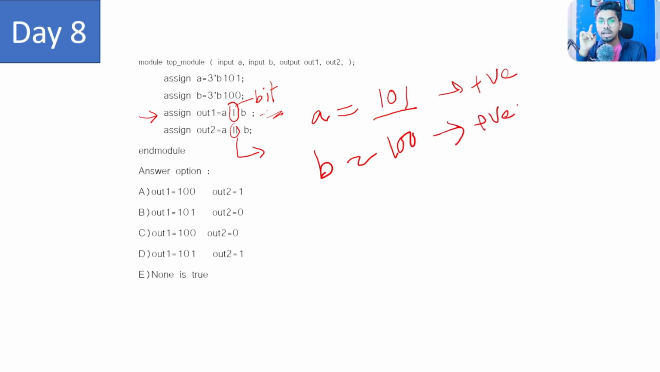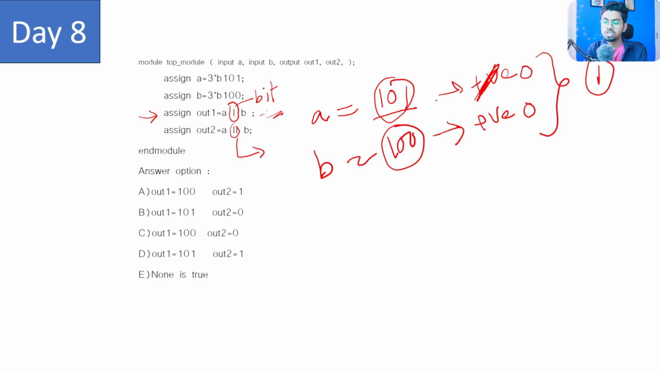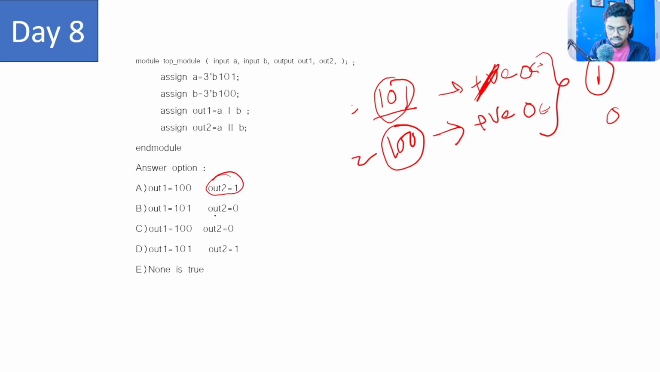For logical OR, if you have 2 positive numbers, then the output will be of 1 bit, and that is 1, true. For OR to become false, both of these need to be 0, that is, not non-zero numbers. If both are 0, then only your logical OR will result in 0. So for out 2, this could be the answer.